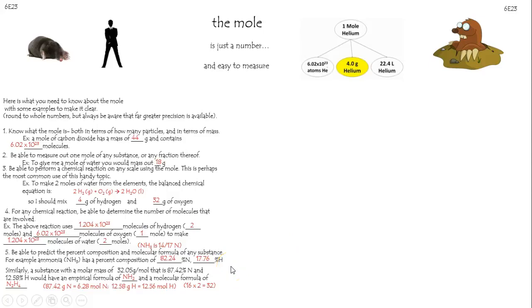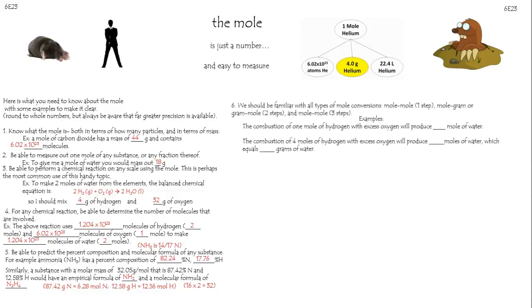If they told you that instead of being 16 grams per mole, it's 32 grams per mole, it must be N2H4. And there it is, 32 grams per mole. So NH2 is the empirical formula. N2H4, which is hydrazine or rocket fuel, is your molecular formula.